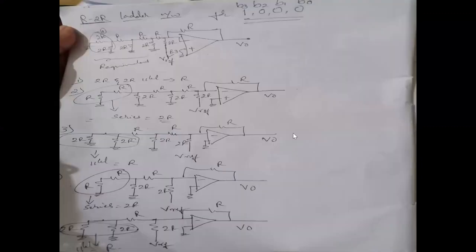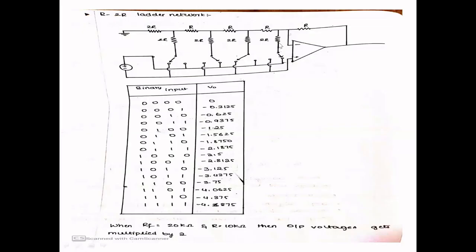So let us say we consider the input B3 to be high and the rest, B2, B1, B0, to be 0. B3 is the most significant bit, MSB, and this is the least significant bit, LSB. So B3 is high in our case, and the rest are all 0.